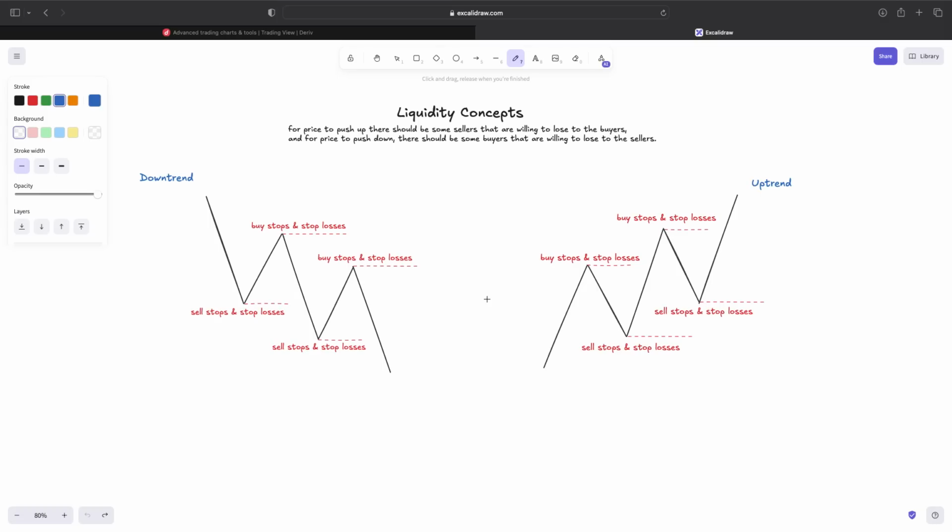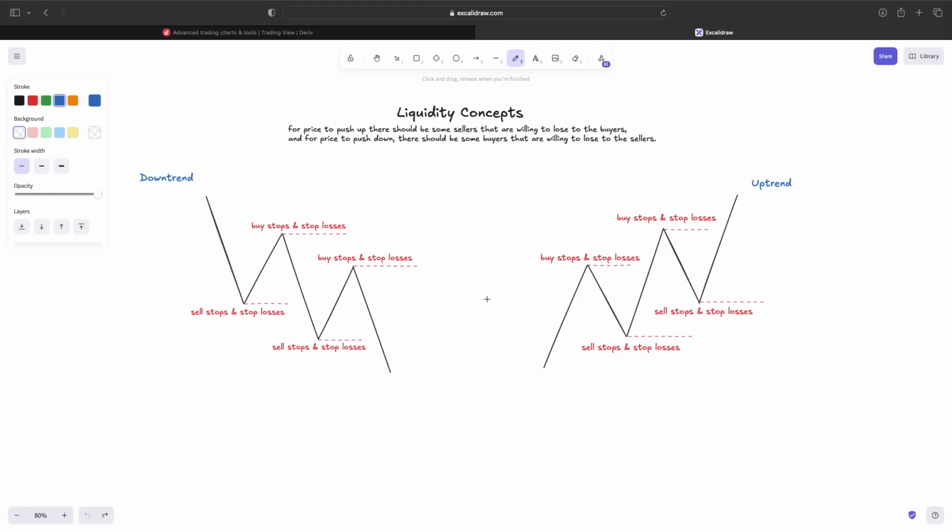In this lesson, you are going to learn how liquidity works and how institutional traders exploit liquidity to enter and exit positions effectively. Liquidity refers to the availability of buy and sell orders in the market, and it is often thought of as fuel for price movement. In essence, for price to push up, there should be some sellers that are willing to lose to the buyers. And for price to push down, there should be some buyers that are willing to lose to the sellers.